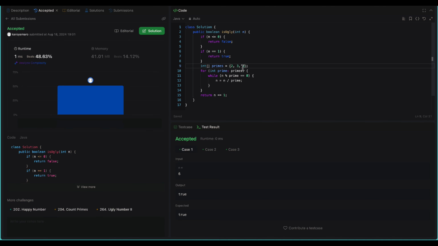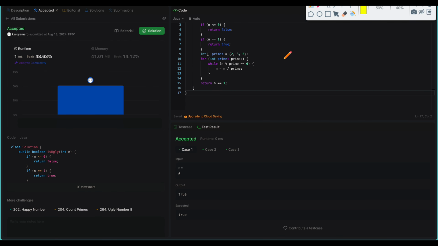Cool. In terms of time complexity, it will be log of n. We can write number n as a product of prime numbers. And because for ugly numbers, we only care about prime factors 2, 3 and 5, we can write the number as 2 to the power of x, 3 to the power of y, into 5 to the power of z. And there can be other prime numbers as well, but we primarily care about these only.